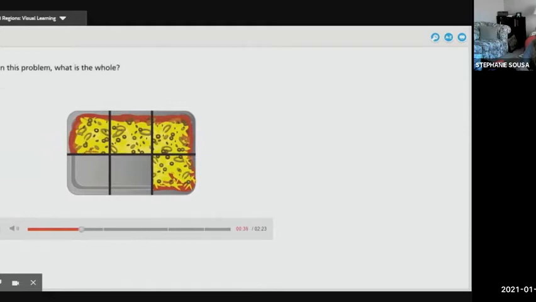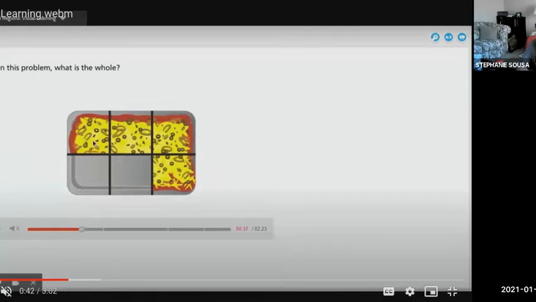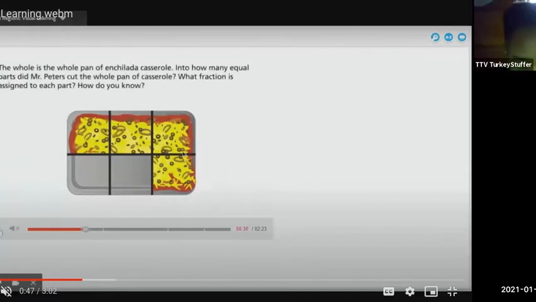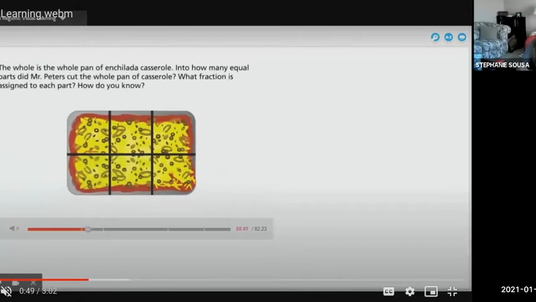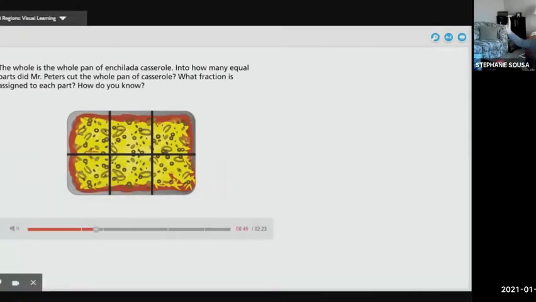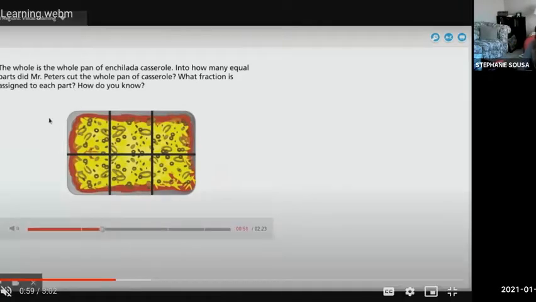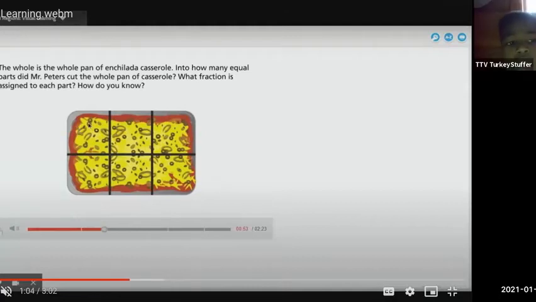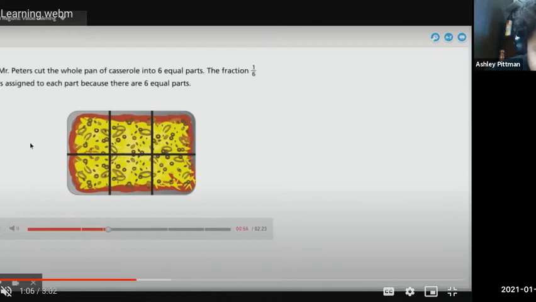In this problem, what is the whole? So tell me, guys. Let's go ahead and unmute. How many parts? 6. Very good. We are dealing with 6. Okay. The whole is the whole pan of the enchilada. Into how many parts was it cut? 6. What fraction is assigned to each part? What do we call one part of this? It's 1/6. 1/6. Good. 1/6.